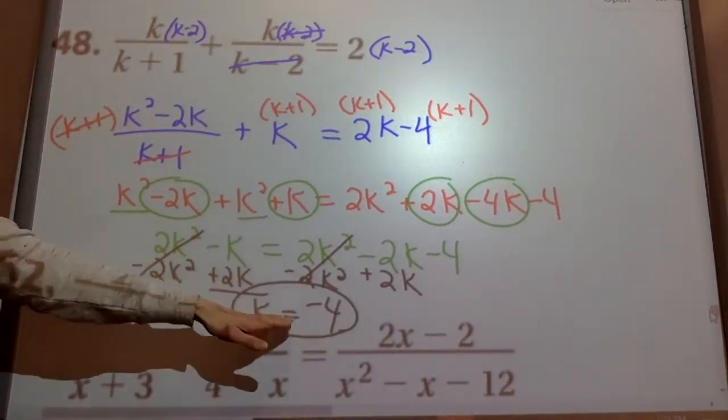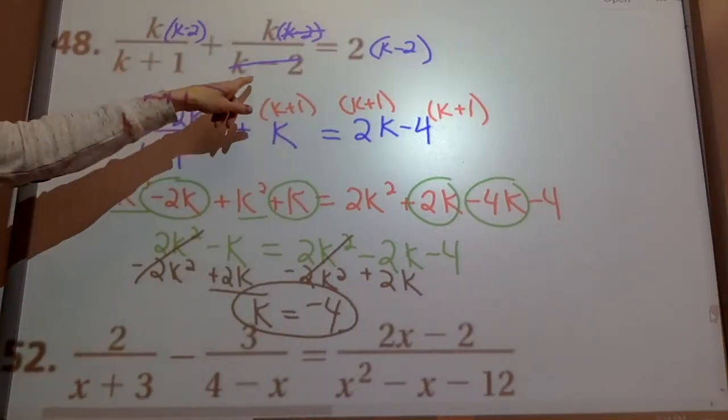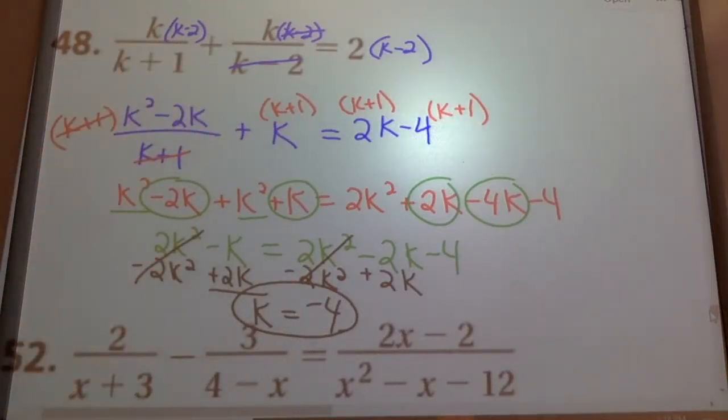And can k be negative 4? Is that okay? Yes, that doesn't make a denominator 0. That is a good answer.